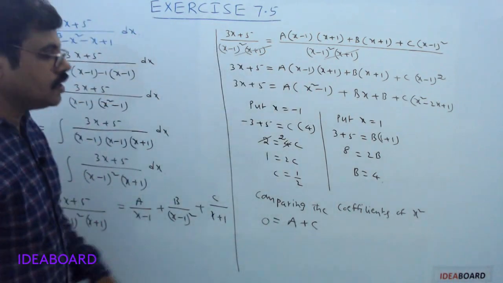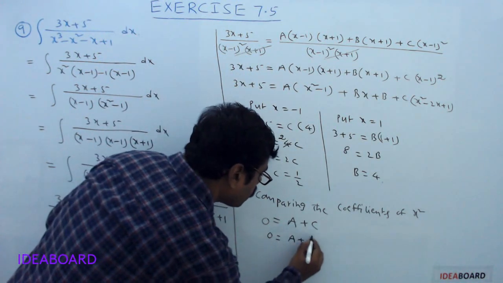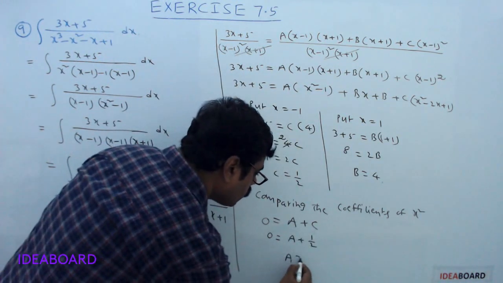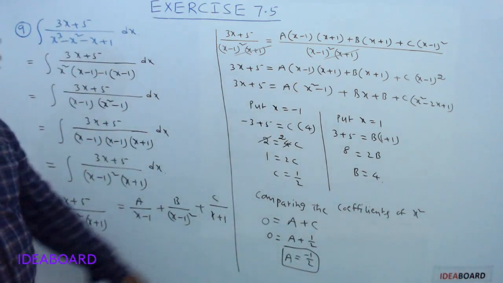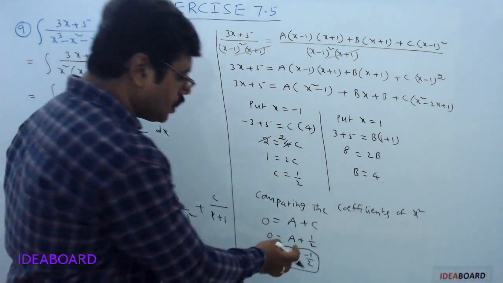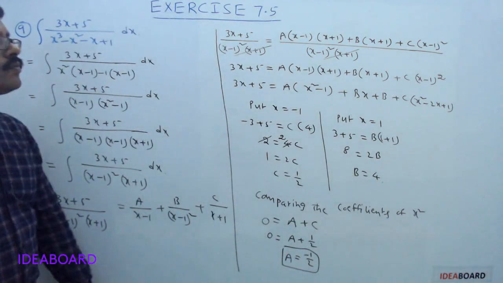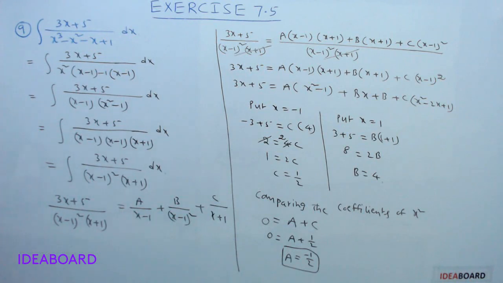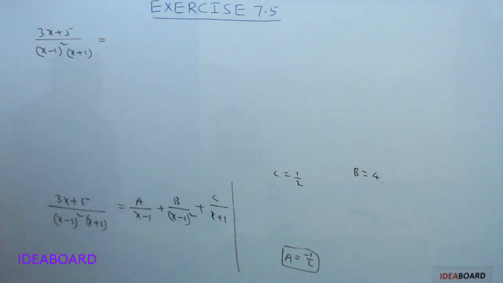So plus c. Substitute the value of c. Now this is 0 equals a plus 1 by 2. From this equation, what is the value of a? Minus 1 by 2. A value is minus 1 by 2, B value is 4, C value is 1 by 2. Now substitute the values of A, B and C in this equation.